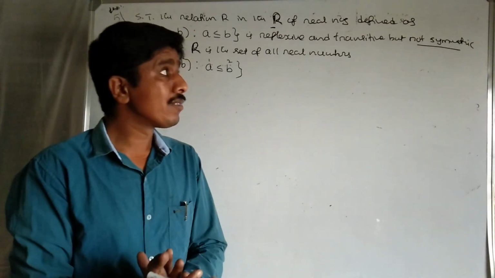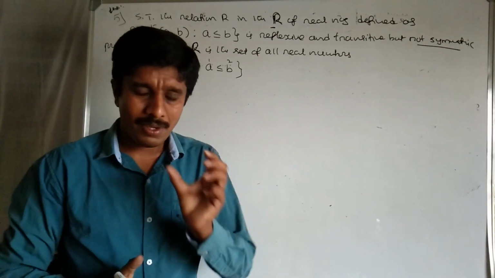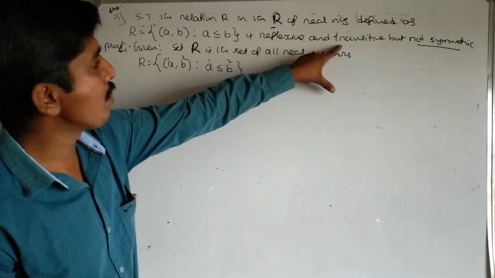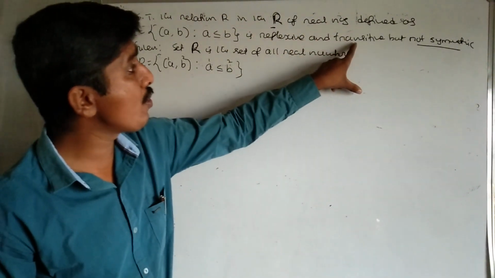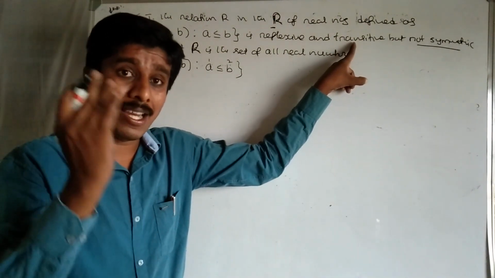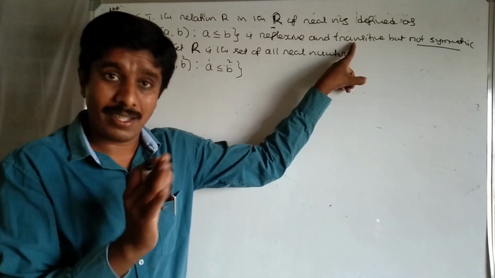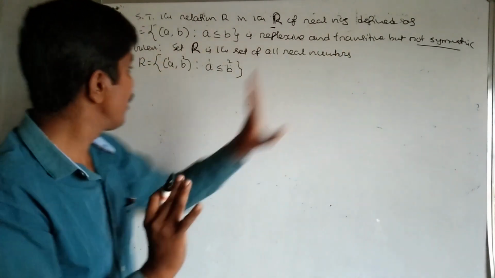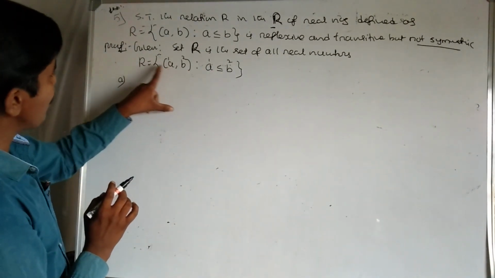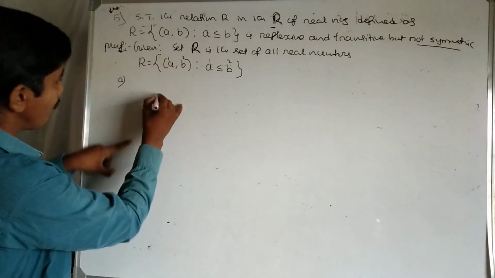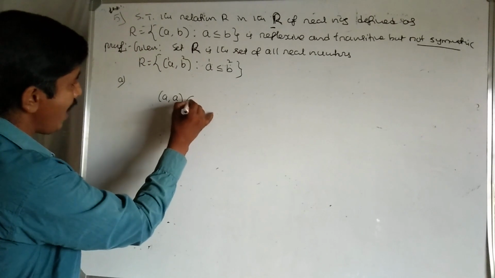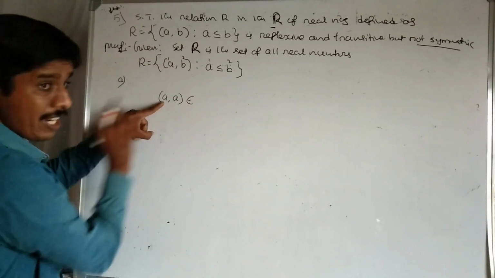For disproving, you better take a particular value, then prove that it is not symmetric. For proving reflexive and transitive, every real number will satisfy that condition, therefore we have to take general elements. First, for reflexive, the relation is defined in terms of A and B. I am taking A comma A. When we say that it belongs to the relation, it means every element is related to itself.